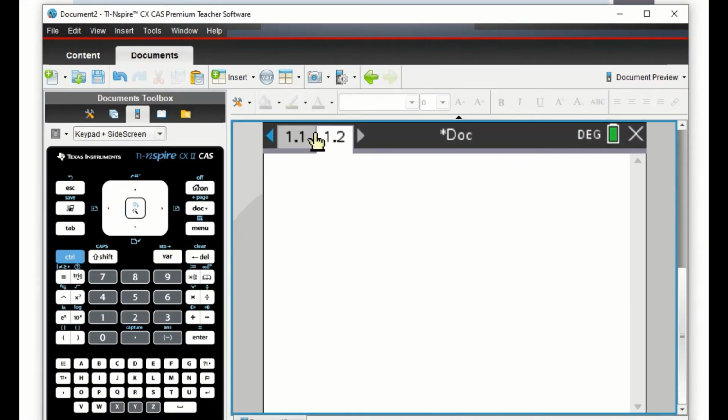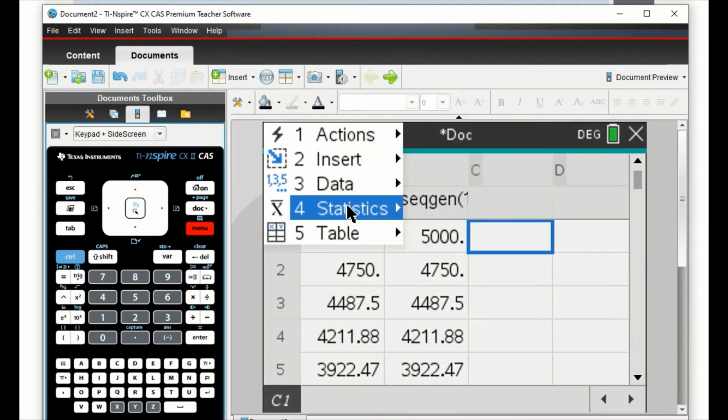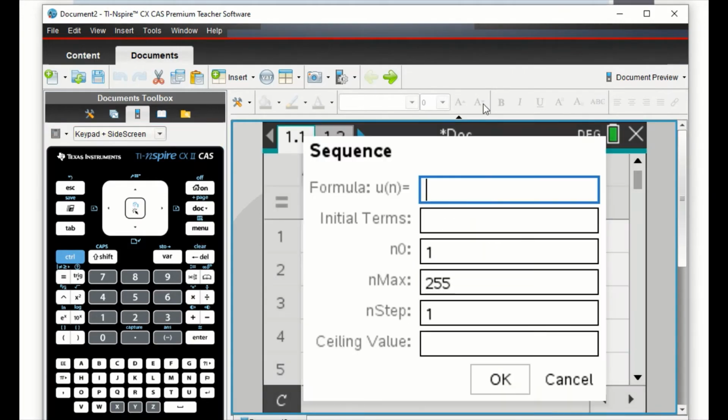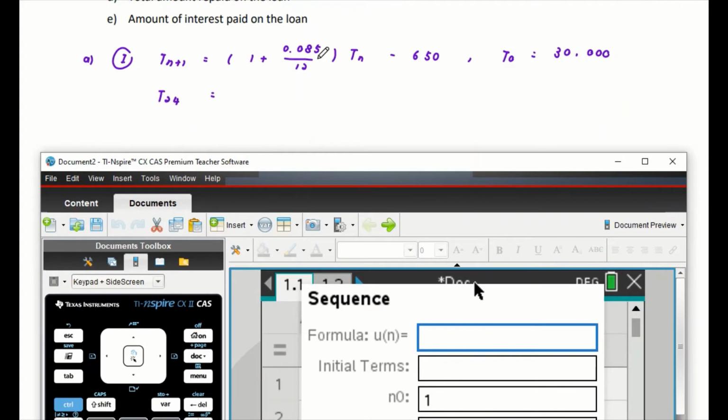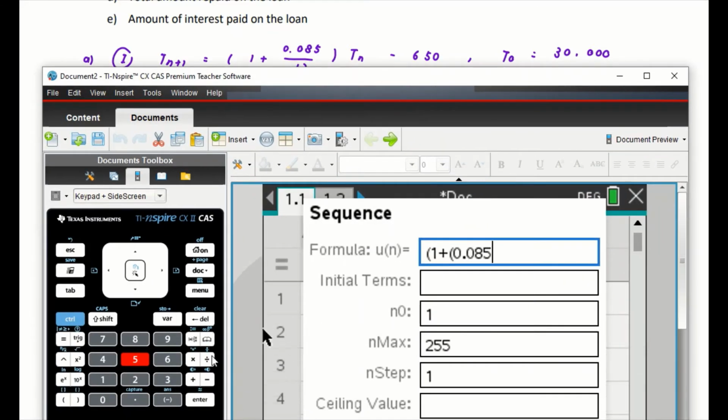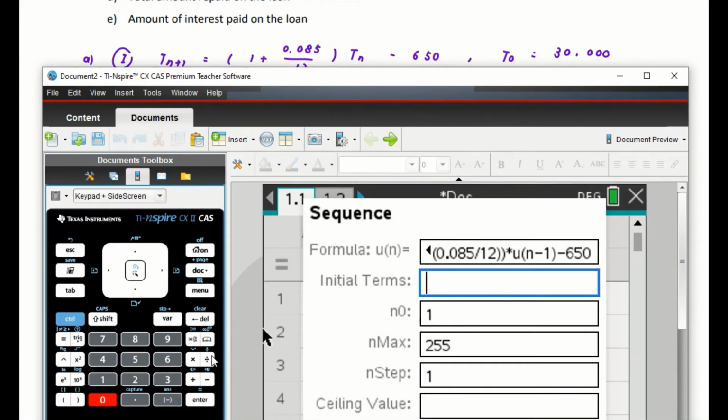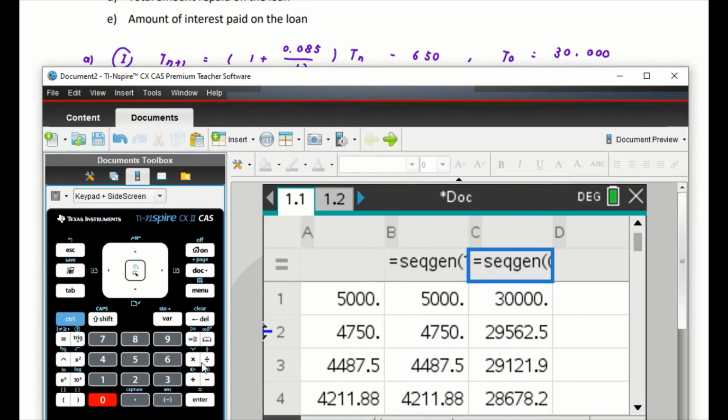Alright, so let's go back. Okay, so menu, data, generate sequence, right? So in this case, you can straight away press this. So 1 plus 0.085, then over, or you can just put the divide, 12, multiplied by, remember another bracket, multiplied by u n minus 1, and then minus 650. Initial term 30,000. Then just tap all the way until you get the last answer. So you should be able to get this.